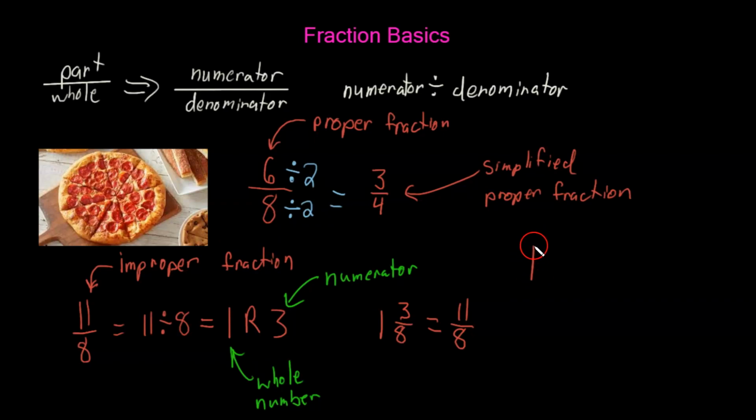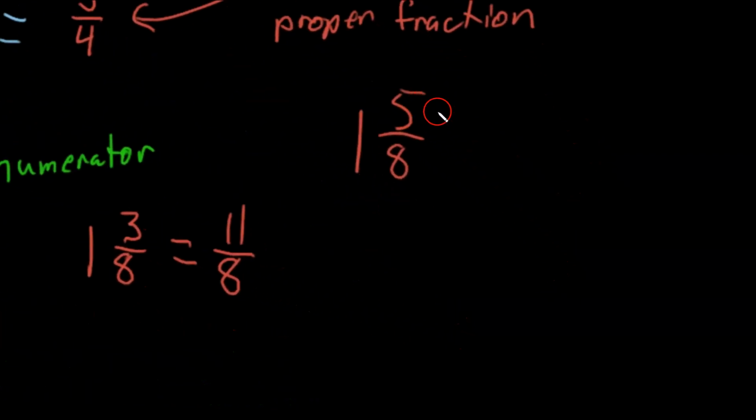Now let's say you and that group of friends were to go out and eat one whole pizza. So you eat one pizza, and you eat 5/8 of another pizza. So you ate 5, the part, of the whole 8 slices. So now this is a mixed number.